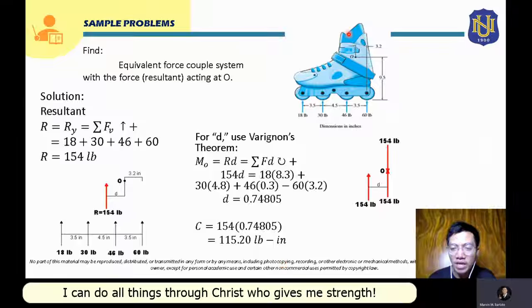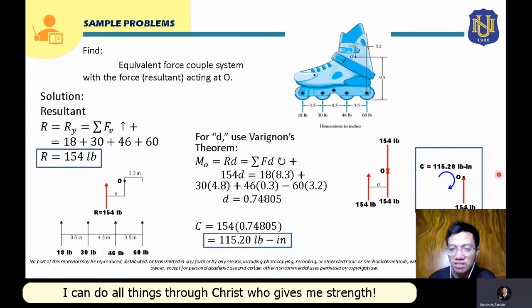Redrawing our system to its equivalent system, wherein that system is a force and a couple, wherein the force is acting at point O, we can redraw it this way. This will be the transferred equivalent force at point O, and this will be the couple. So this will be the system that we are looking for. This drawing, the value of the couple, and the value of our resultant R will be the answers for this problem.